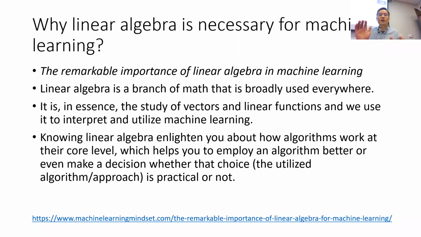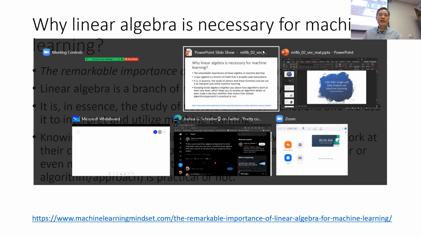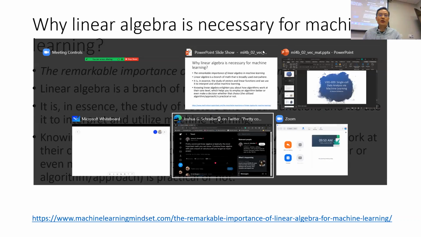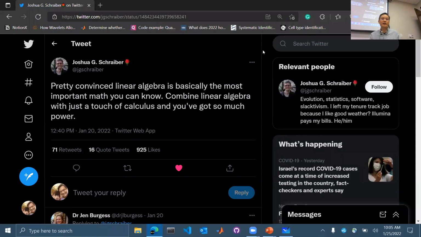The most important thing, I emphasize again and again: linear algebra is necessary for machine learning, everything. Important. Good. And to illustrate this, I switch this to Twitter. So that's my Twitter account.